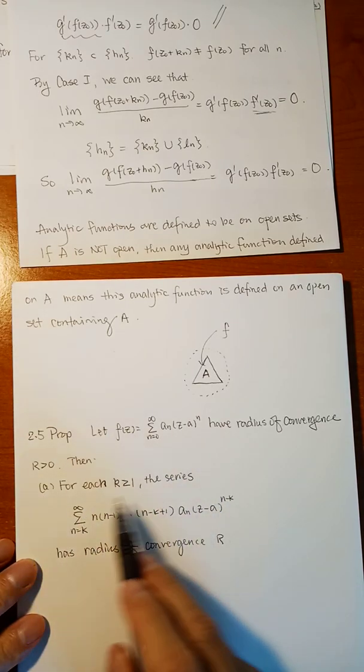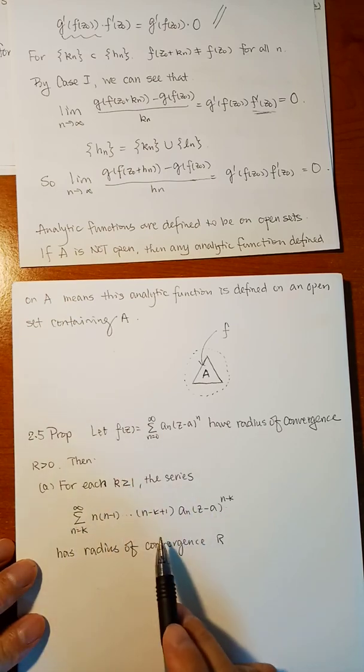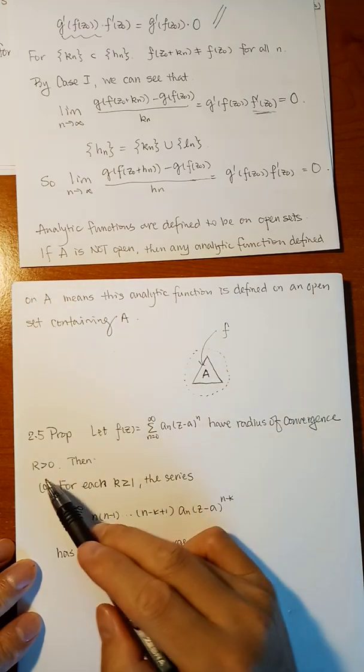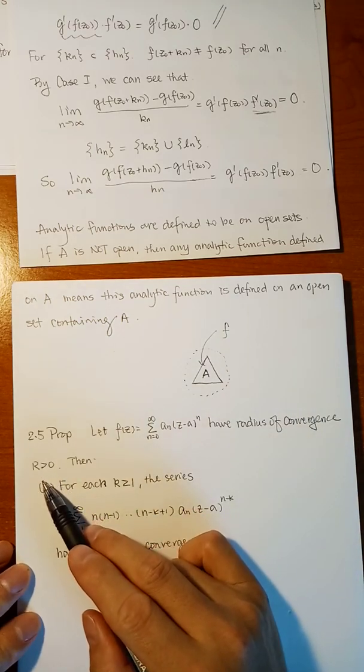Part A just claims this for each k. For k equal to 1, you have a series; k equal to 2, you have another series; k equal to 3, 4, 5, so you have a sequence of series. They all share the same radius of convergence as the original series.